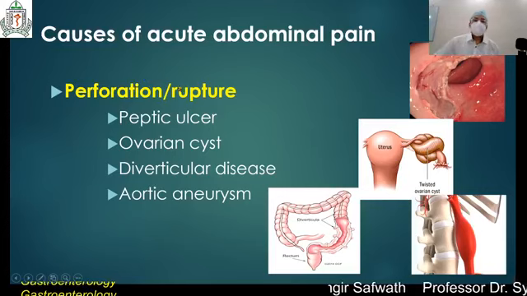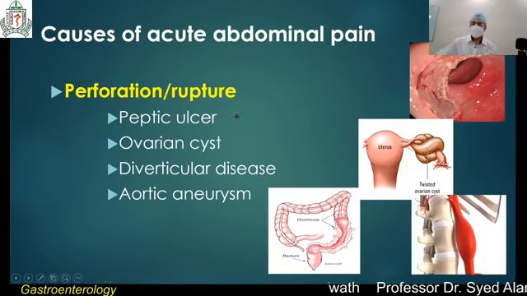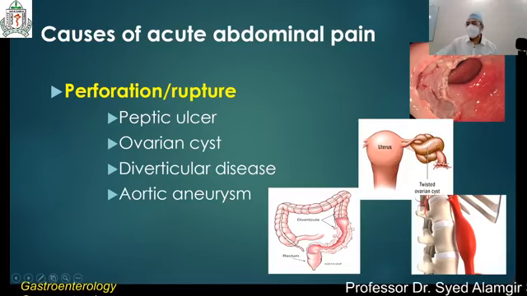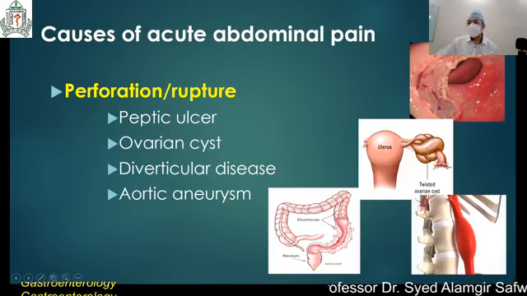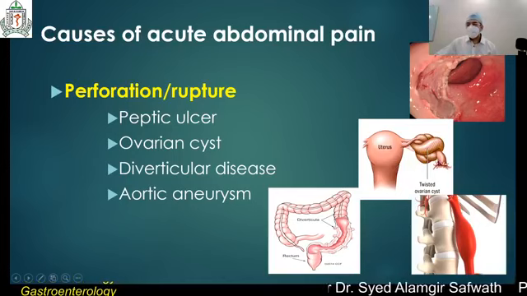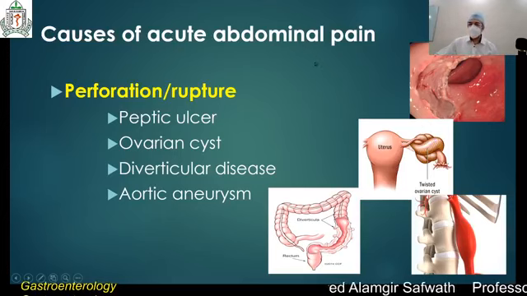The other causes are perforation or rupture. Peptic ulcer perforation is the commonest among the causes of perforation. Here you can see an endoscopic picture where there is a deep ulcer at the antrum of the stomach. So it can perforate if not treated. So peptic ulcer disease is one cause. Twisted ovarian cyst is another cause of abdominal pain.